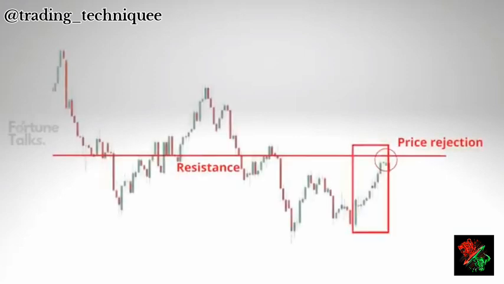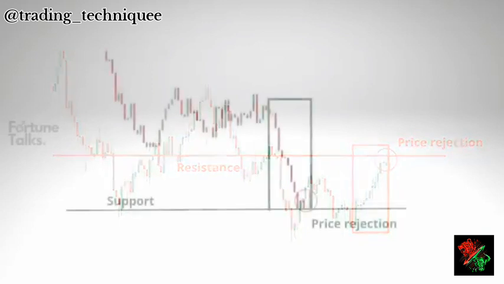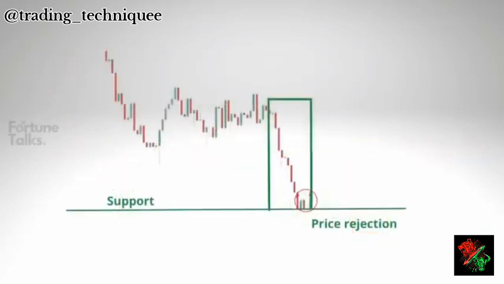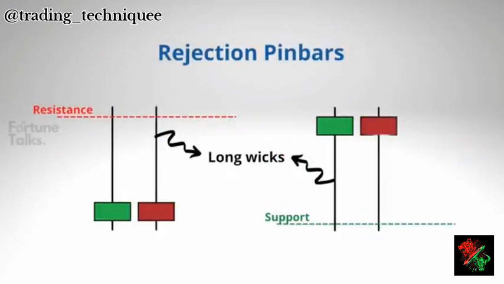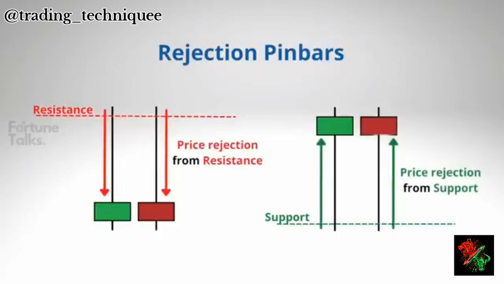rejection at the area of value. That is the area of support or resistance. You want to see a strong price rejection. The price rejection can be in the form of a pin bar. The pin bar may be a shooting star or a hammer, etc. The idea is to see a long wick where the price gets rejected from the particular level that we are considering. Let's say this in case of resistance.